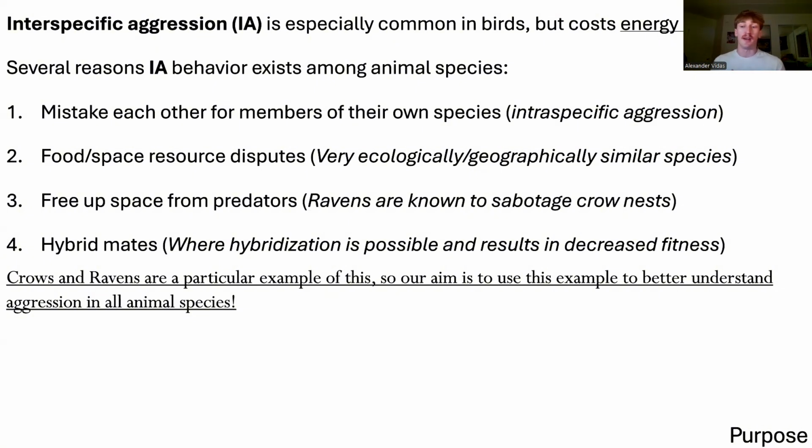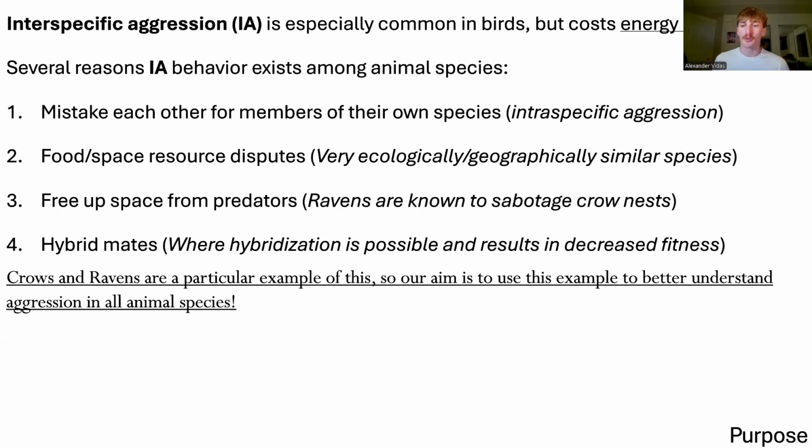The second reason we might discuss is food and space resource disputes between very ecologically and geographically similar species. They live in pretty much all the same areas, and the only difference is the raven's weight compared to the crow's. They might want to fight for food and space just like any other animal would. Our third reason that we might assume IA between these two species is that crows might want to free up space from their predators, which are the ravens. Ravens have actually been known to sabotage crow nests.